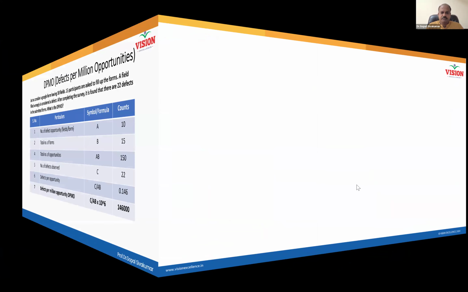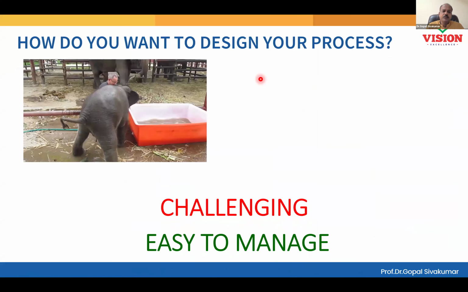Okay. Now, we want to design our process. We are responsible for our process performance, right? And now we can design our process in two ways. One is we can design it in a challenging manner. Another one is we can design it in an easily manageable manner. So which is the best one? Easily manageable manner is the best one.